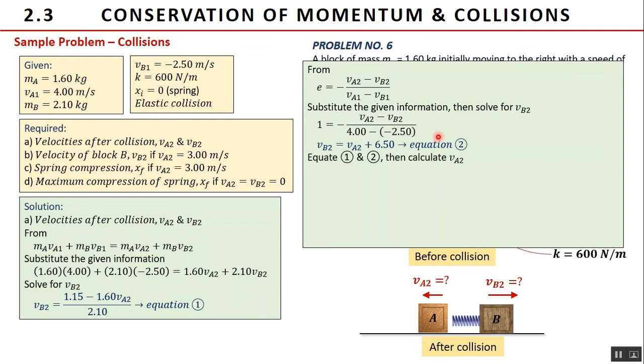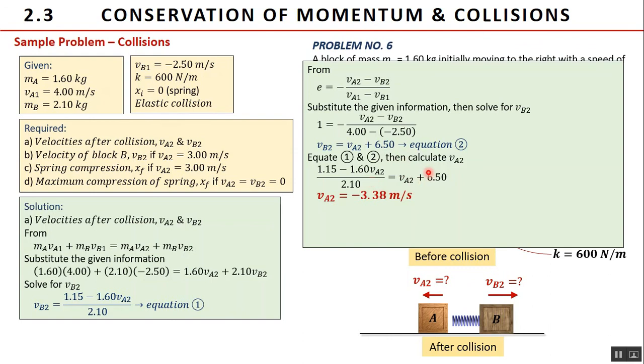What we do next is equate our first and second equation. This expression came from equation 1, while this one came from equation 2. Notice that in this equation, we have only one unknown quantity, that is VA2. Isn't it amazing? From here, using a little more manipulation of the equation, we solve for VA2. So VA2 is equal to negative 3.38 meters per second.